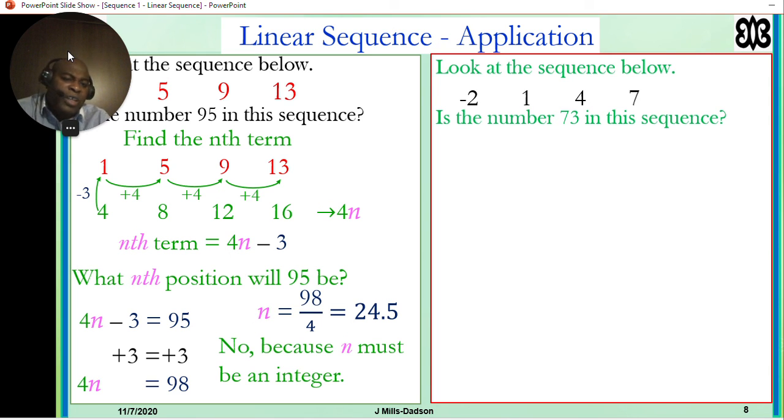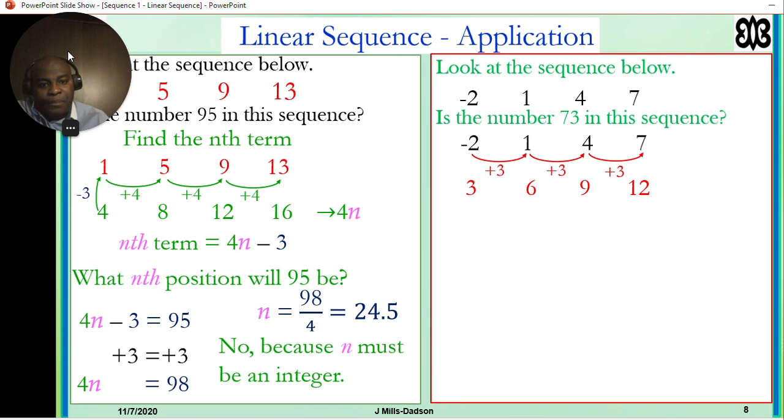Is 73 in this sequence? Well, none of the terms in the first 4 terms has a 3, so you can say it doesn't seem like. But hang on, let's investigate. Find the formula first. You should by now know the steps in finding the formula. Our formula is 3n minus 5. Let's find the n position of the number 73 by equating 73 with 3n minus 5.